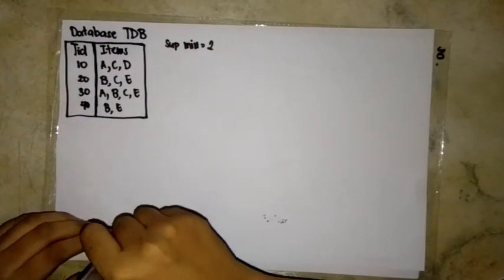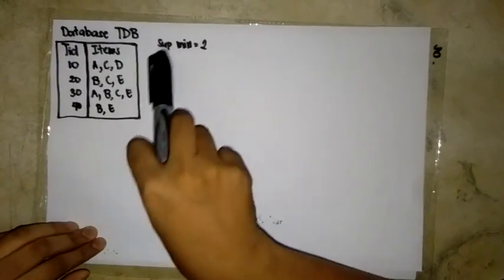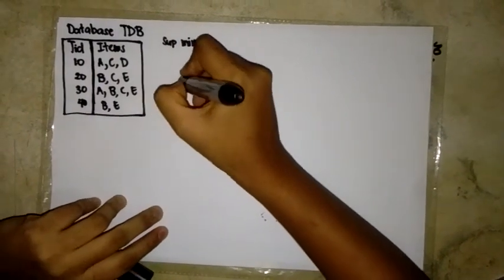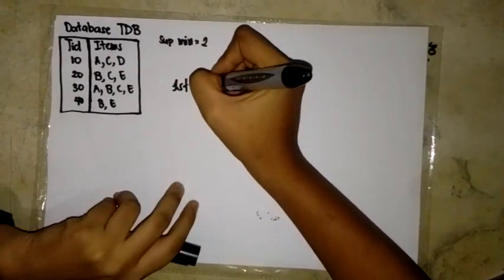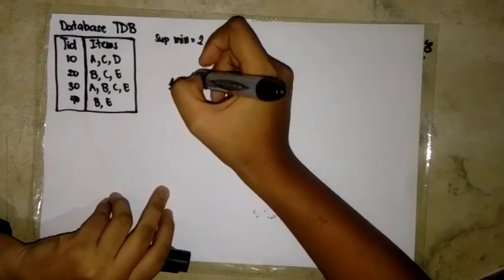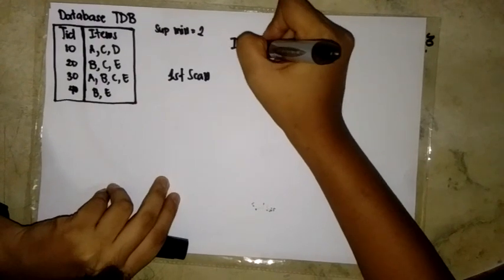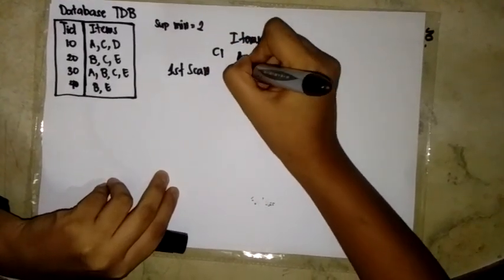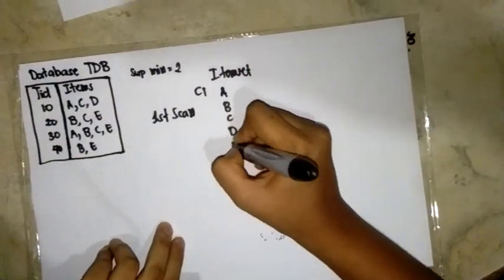Apriori algorithm example. There's the given transaction database and it has a minimum support of 2. Let's do the first scan. In candidate number 1, there is a 5-item set: A, B, C, D, and E.